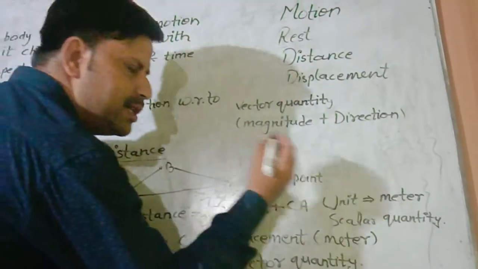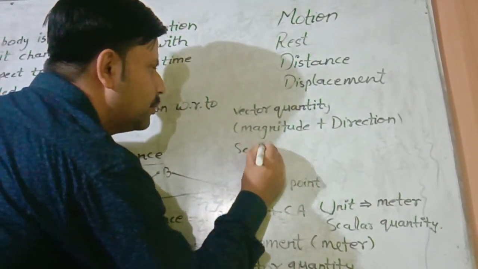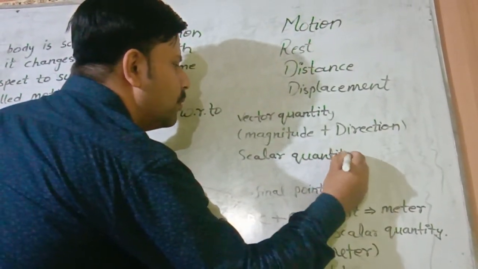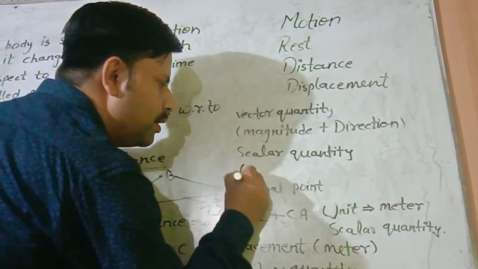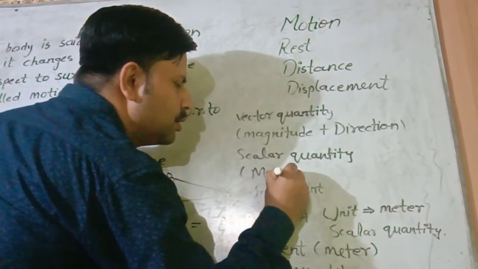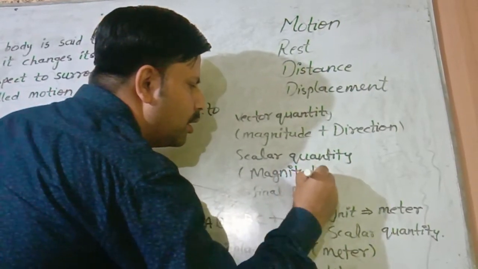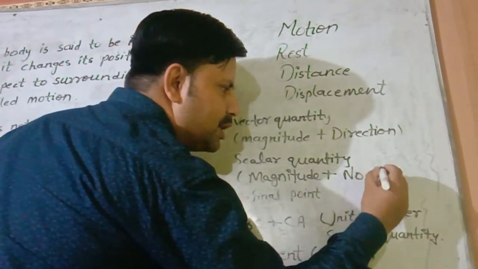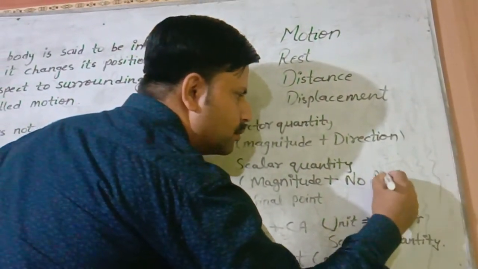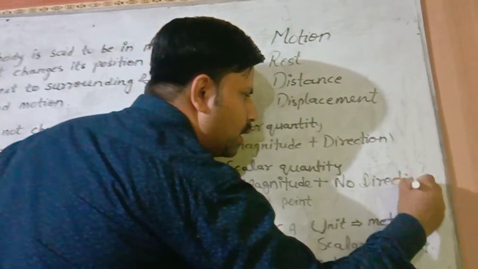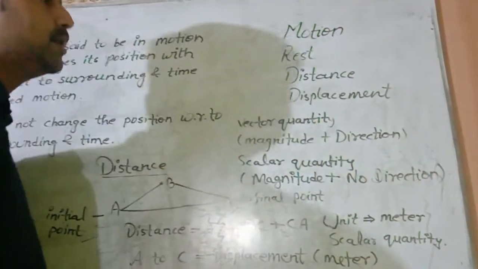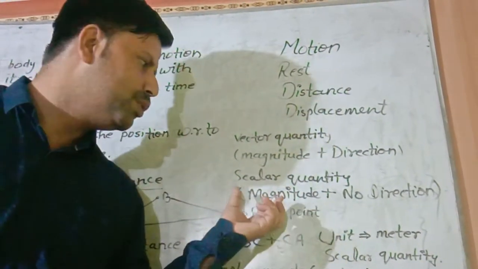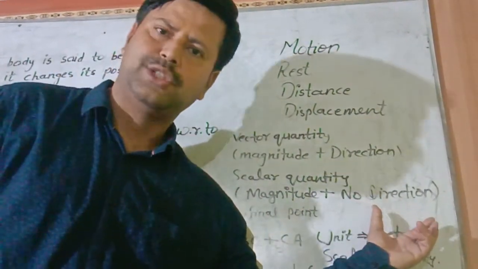Similarly, what is scalar? Scalar quantities need magnitude, but no direction is required. It means scalar quantities are those physical quantities which have only magnitude, not direction.